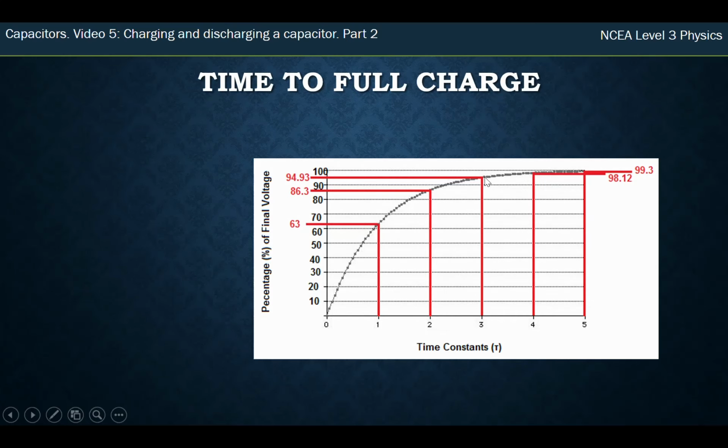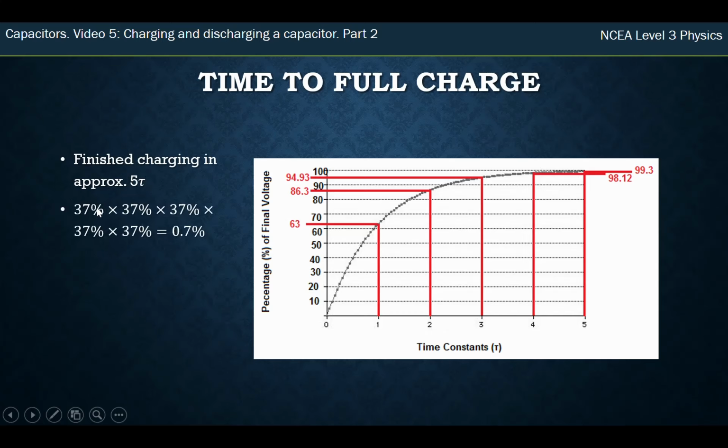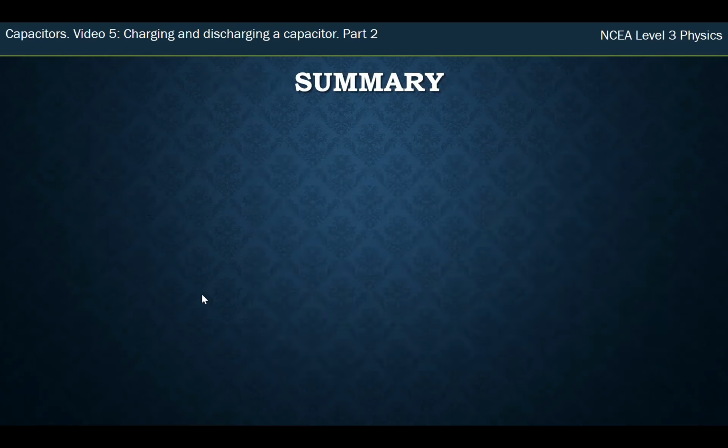Now, the time to the full charge is how many time constants? Because this is an asymptote, it keeps getting closer and closer, but it never really gets there. You can say the whole thing's charged up in about 5 time constants, okay? So after 5 time constants, 5 tau, it's 37% of 37% of 37% of 37%, which equals 0.7%, which is 99.3%. It's 99% complete after 5 time constants. So it's something else you have to remember, that you can consider the charging done after that amount of time.